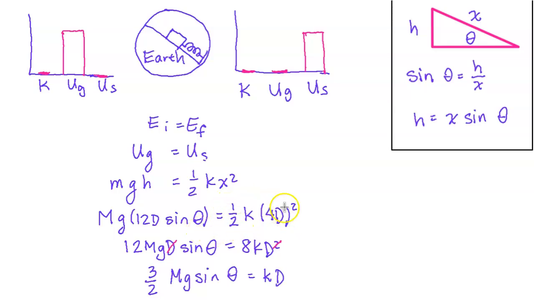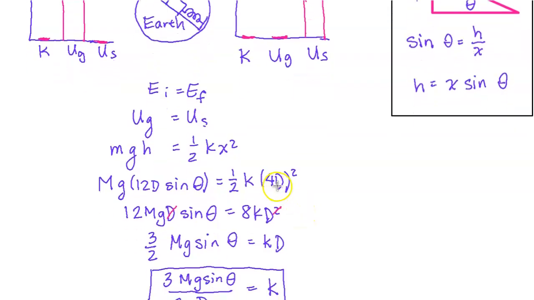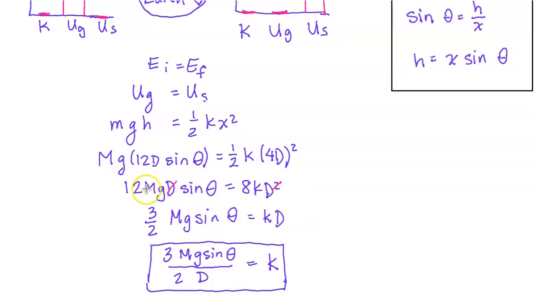and then this is the spring potential energy, 1 over 2 kx squared, so we have 1 over 2k, and the spring has been compressed 4d of distance, so it's going to be 4d squared. Don't forget to square both the 4 and the d. And then next we're going to go ahead and just combine these two terms here. So we have 12 mgd sine theta is equal to, so 4 squared is 16, divided by 2 is 8, 8kd squared. One of the d's will cancel out.